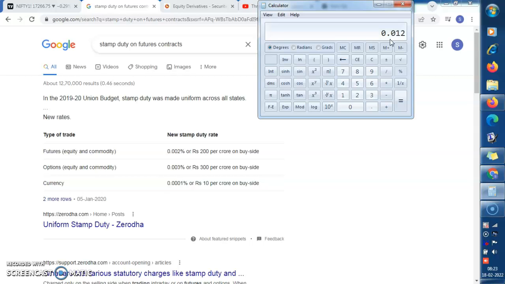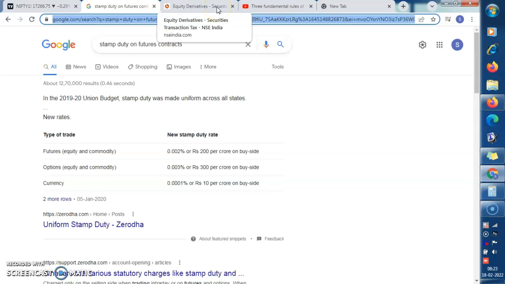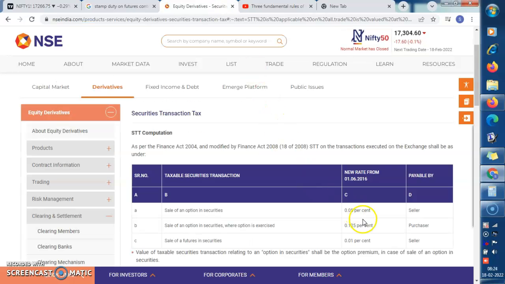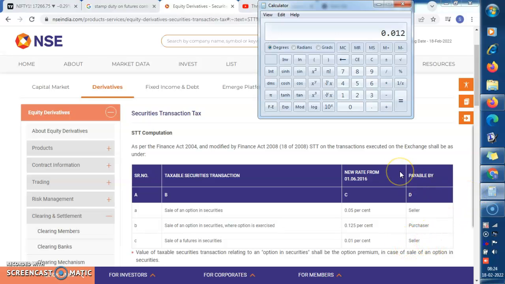So in intraday futures trading, these are my expenses in buying and selling one lot of futures. One important point: stamp duty will apply on the buy side, and STT will apply on the sell side for the futures. So essentially you are paying stamp duty while buying and STT while selling. So on one lot it is 0.012 percent.